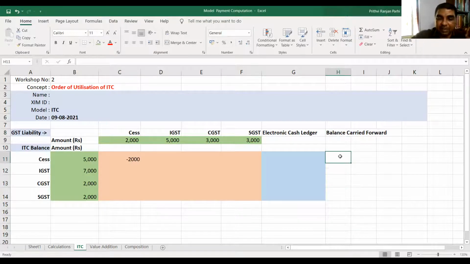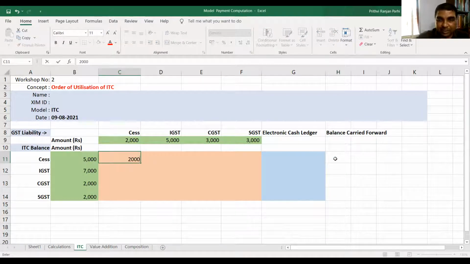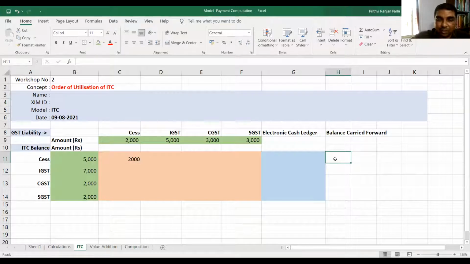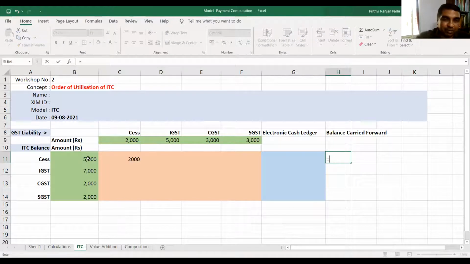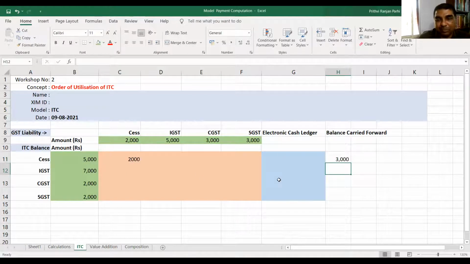Okay, I had an ITC of 5,000 rupees. I utilized 2,000 rupees, so I will write it as a cross entry. Right, so I will write just 2,000 rupees. But here I will write the balance. I will write 5,000 minus 2,000, 3,000 rupees will be carried forward.